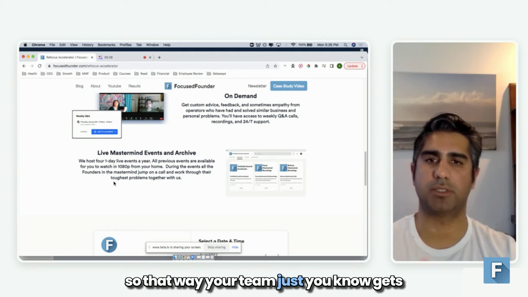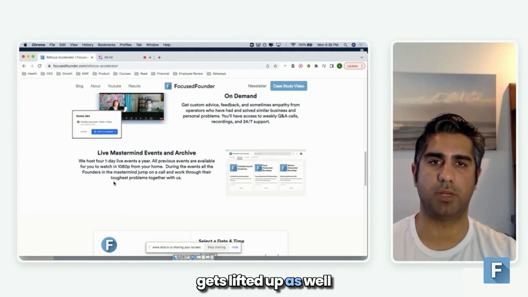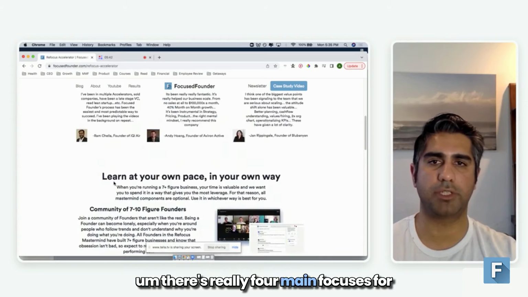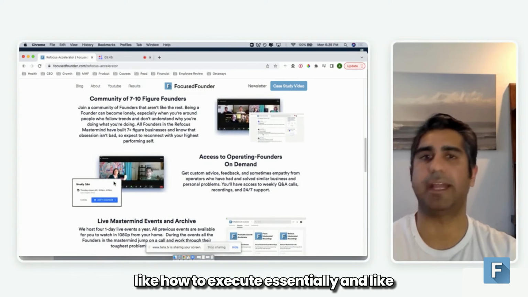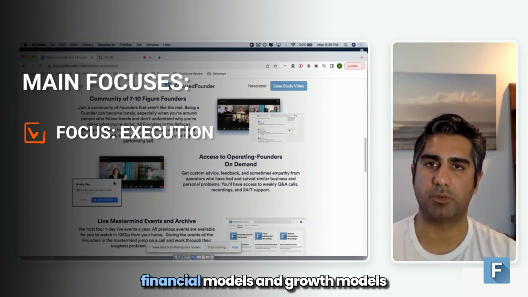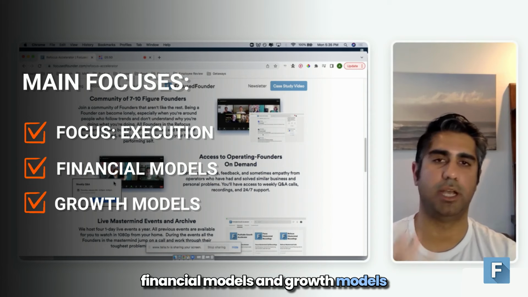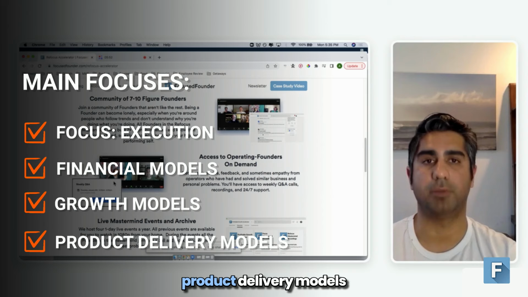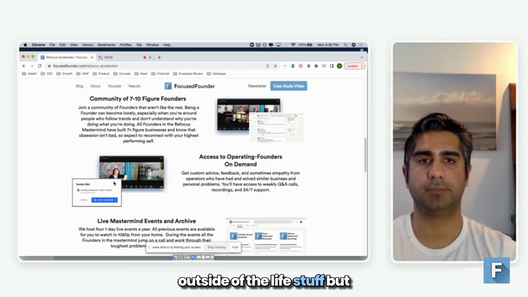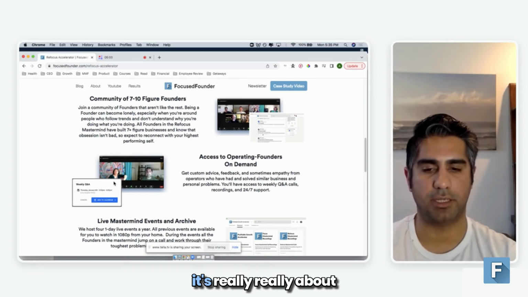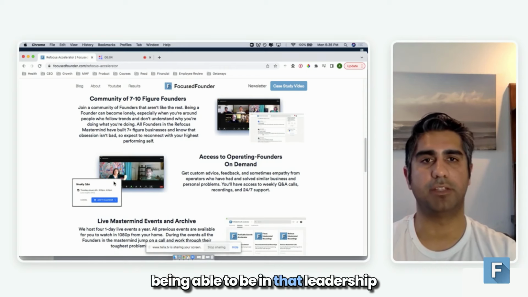So that way your team just gets lifted up as well. There's really 4 main focuses for this. We focus on personal focus, so how to execute essentially, and financial models and growth models, and then product delivery models. That's where conversations usually lie, outside of the life stuff. But like I said, it's really about being able to be in that leadership position.